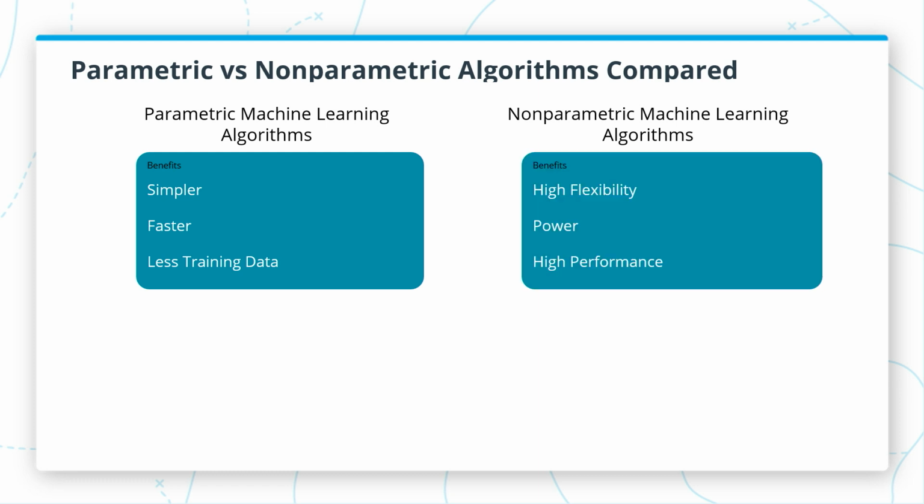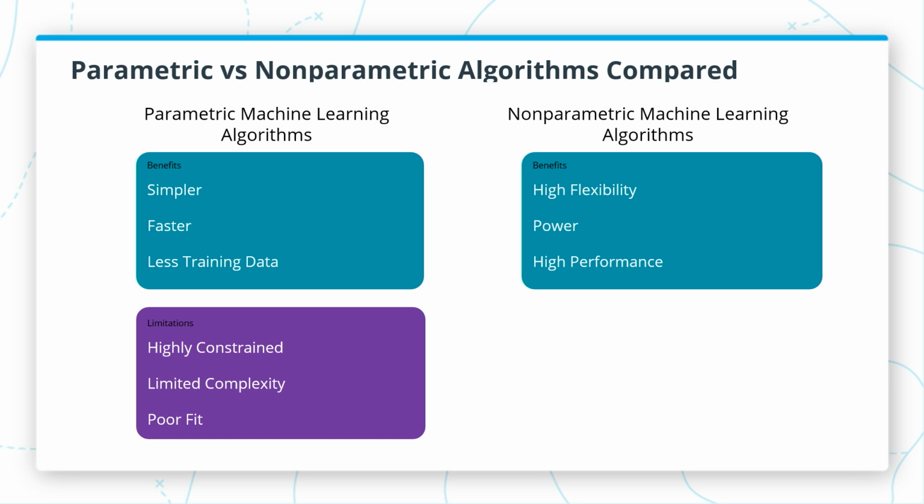Benefits of non-parametric machine learning algorithms are: 1. High flexibility, capable of fitting a large number of functional forms. 2. Power gained by making weak or no assumptions on the underlying function. 3. High performance of the resulting prediction models.